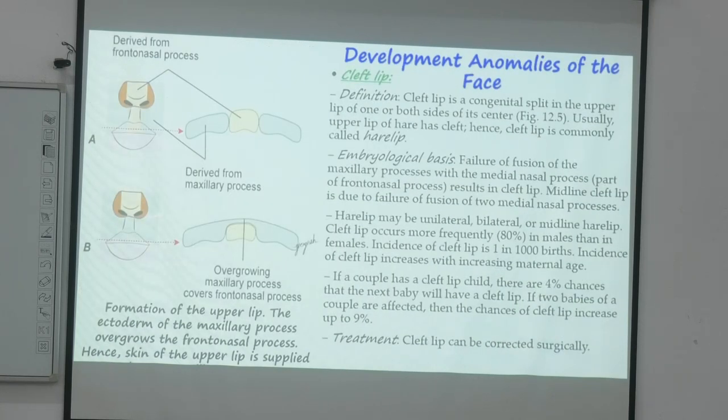An important clinical aspect is cleft lip. It is a congenital split in the upper lip on one or both sides of its center. Usually the upper lip of a hare has a cleft, hence cleft lip is commonly called hare lip. It is formed due to failure of fusion of the maxillary process with the medial nasal process, part of the frontonasal process. It is generally treated by surgical correction.